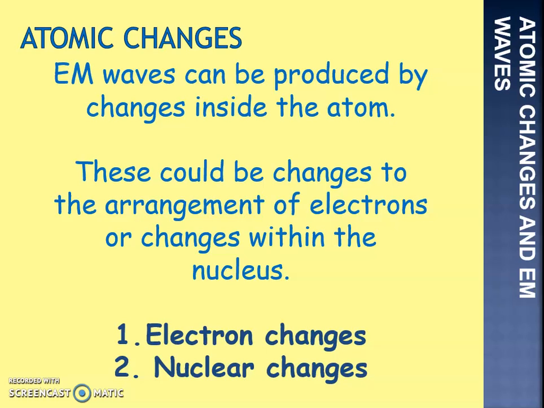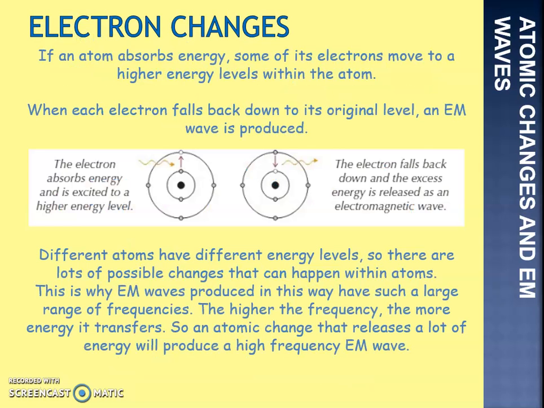Electromagnetic waves can also produce changes inside atoms. These could be changes to the arrangement of electrons, or changes within the nucleus. We call the first set electron changes, the second one nuclear changes. For electron changes, if an atom absorbs energy, some of the electrons in that atom will move to a higher energy level, or the different shell that's above it. When each electron falls back down to its original level, it produces an electromagnetic wave.